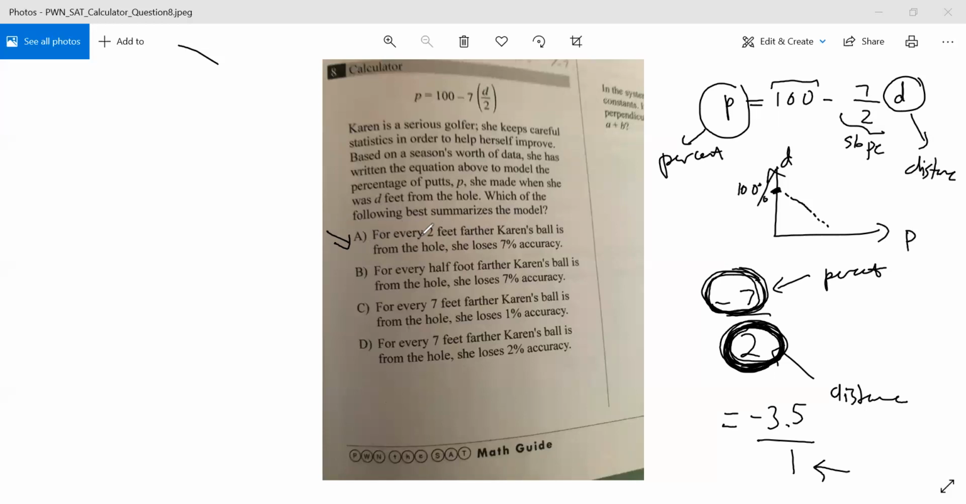But let's keep reading. What do the other ones say? For every half foot further Karen's ball is from the hole, she loses, well, that's not what our number is. This is not correct. For every 7 feet, well, 7 is not representing distance. 7 is representing a percent, so you can eliminate it immediately. For every 7 feet, again, 7 is not representing the distance, so we can eliminate this immediately. So the right choice here must be C.